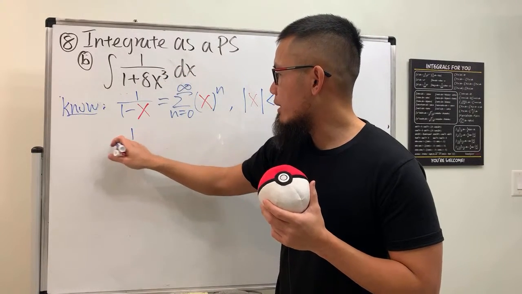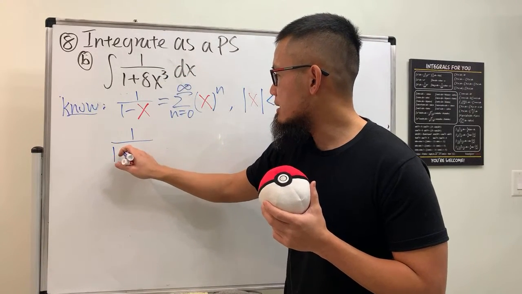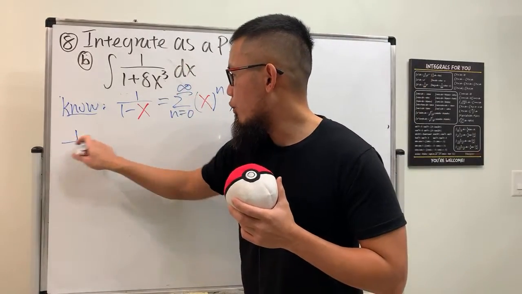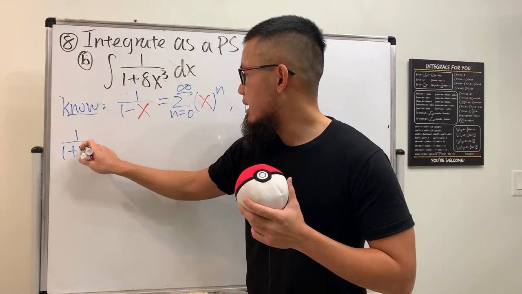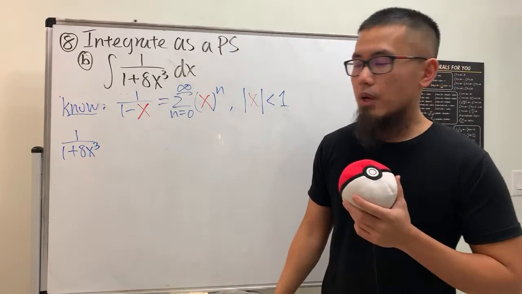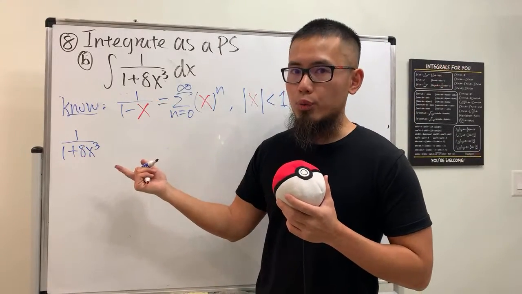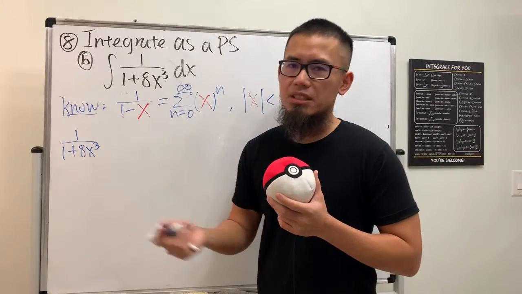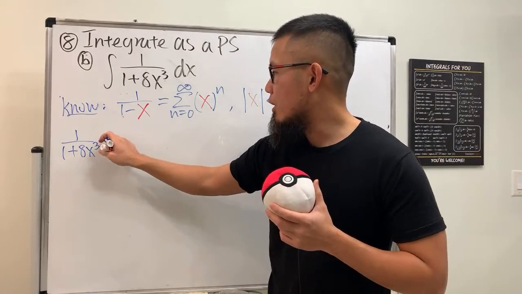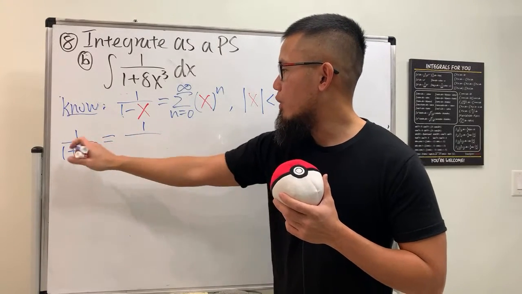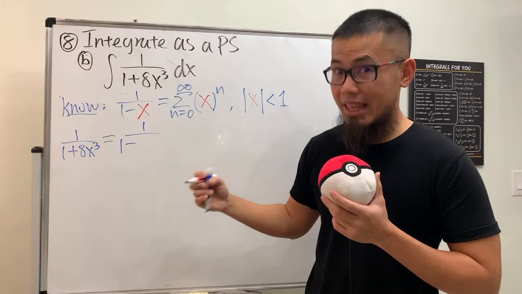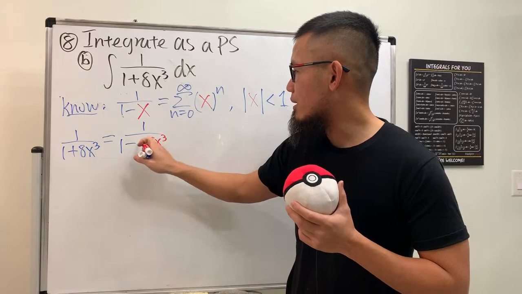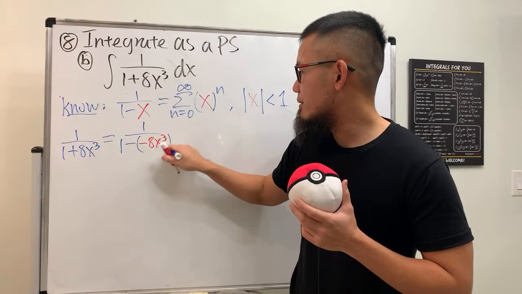Now let's have a look. If you want to get 1 over 1 plus 8x to the third power, we need a 1, and we do have the 1 already. This one and that one match, but we want a minus and this is a plus. It's alright, no big deal. Write this as 1 over 1 minus, and then minus the 8x to the third power, like this, which is pretty good.